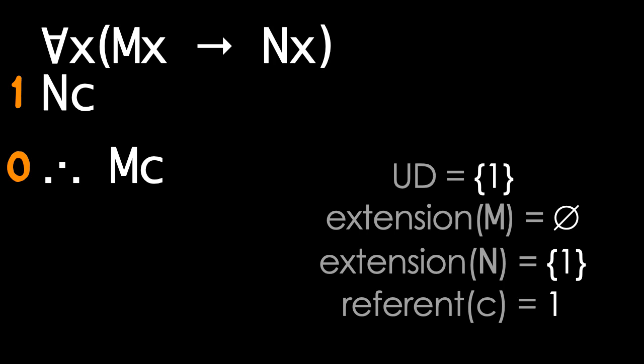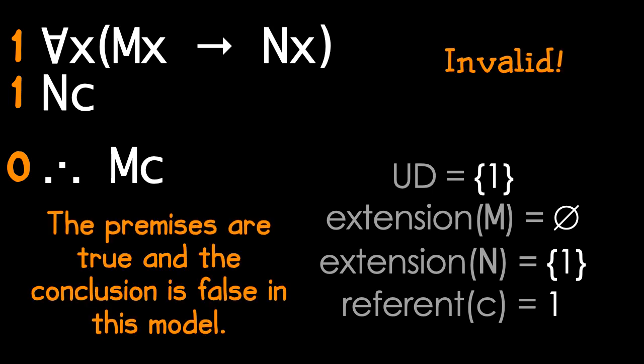We need to make the first premise true as well, but we specified the entire model. So we check. What happens to the first premise in this model? Fortunately, for all x, Mx arrow Nx gets a value of 1. It's true in this model. And that makes this a counterexample model. It shows that the argument is invalid because it shows how it's possible for the premises to be true and the conclusion false.